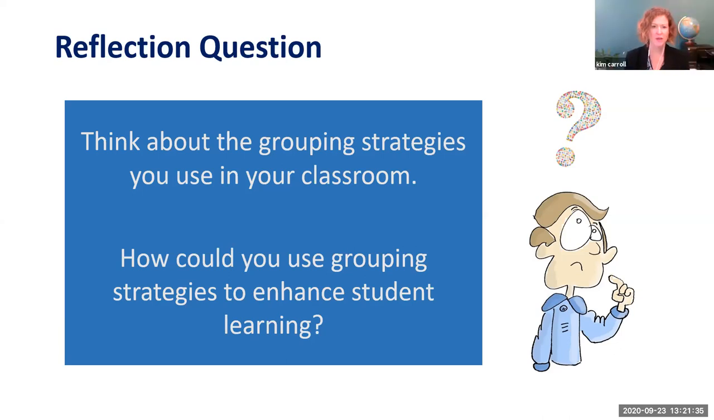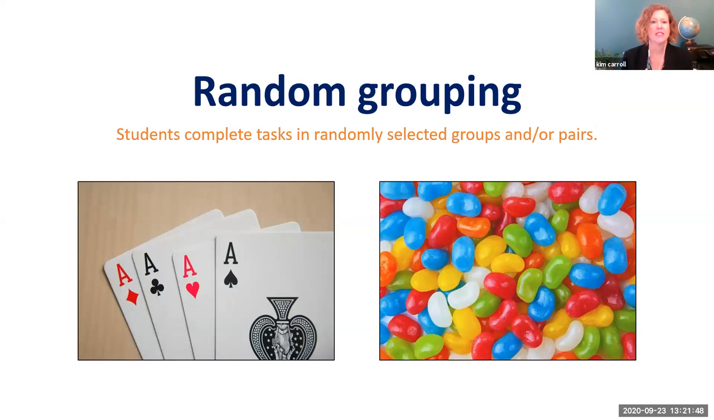I love Graciela's comment about having students support each other, because that's one way we can enhance student learning, right? Great, so let's start looking at our first kind of grouping, which is random. Random grouping means that students are completing tasks in randomly selected groups or pairs. I, the teacher, am not choosing who gets to work with whom. And I would say they are also not necessarily choosing, because then it's not random, they're just picking their best friend. So random is, we are not intentionally selecting who gets to work with whom.